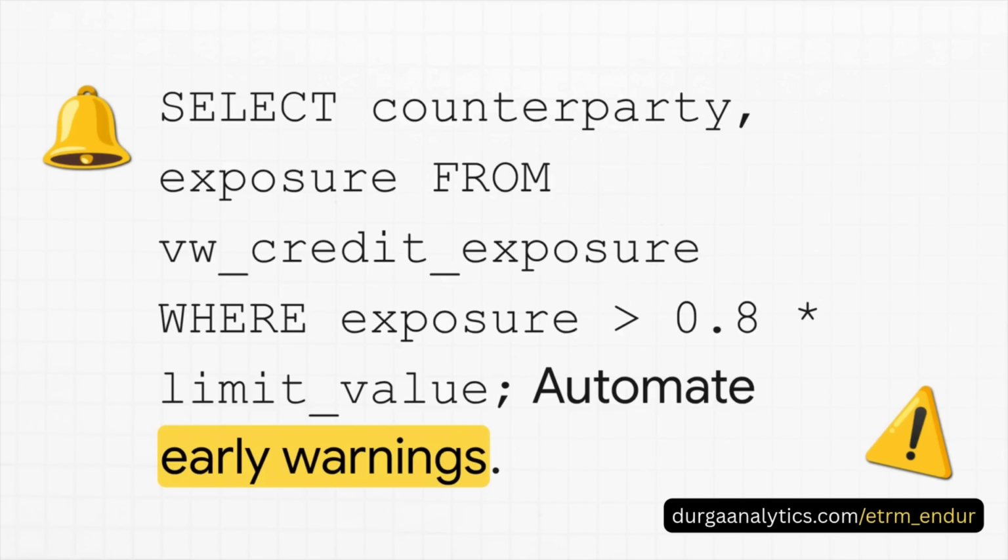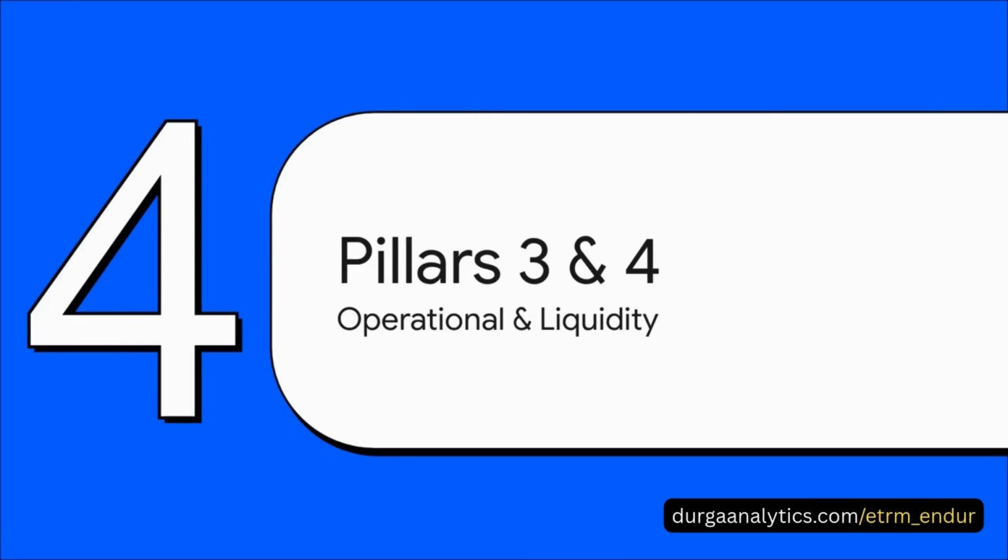It gives the credit team a heads up so they can act before it becomes a real problem. So we've looked at the external world, the markets, and our counterparties. Now it's time to turn inward and look at the 2 pillars that are all about your own house: operational and liquidity risk. These are the ones that are often forgotten, but let me tell you, they are almost always at the scene of the crime when things go catastrophically wrong.